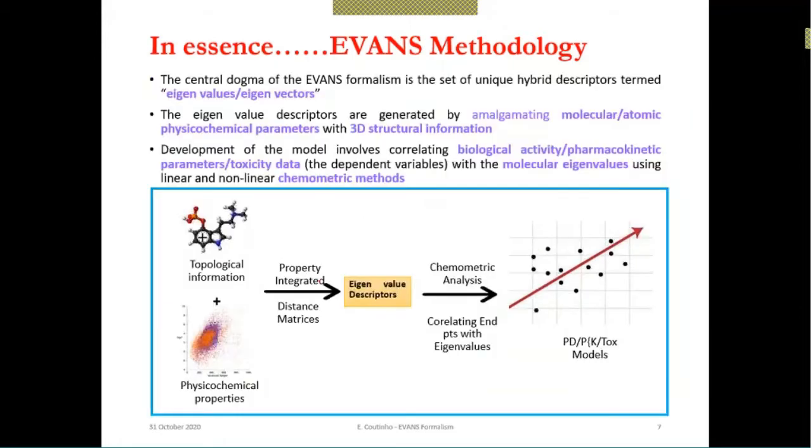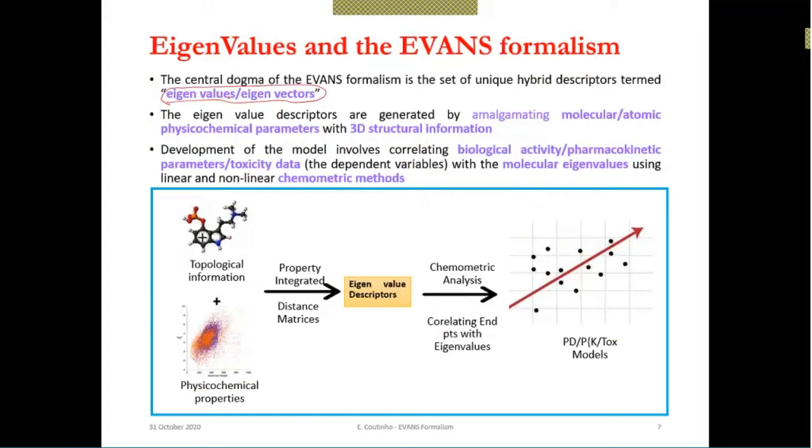Okay, so as I said, the central dogma is basically the extraction of these eigenvalues and eigenvectors. And as you recall, the eigenvalues and the eigenvectors have been obtained from the PD matrices, which are an amalgamation of molecular and atomic physicochemical properties along with 3D structural information. So they are a rich source of information because they contain not only physicochemical properties about the molecules, but they also embody the 3D structural information of your molecules. So there is a rich source of information in the eigenvectors and in the eigenvalues, and we thought that this information will help us correlate with your pharmacodynamics endpoints, or with the pharmacokinetic endpoints, or with the toxicity endpoint. Okay, fine.